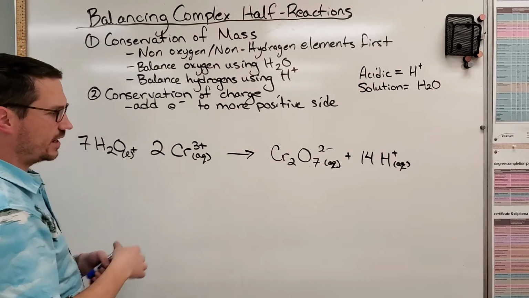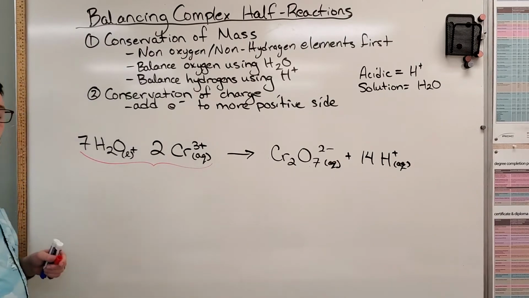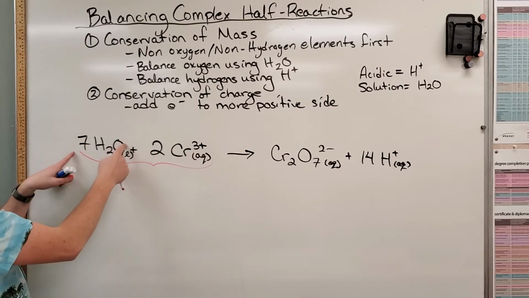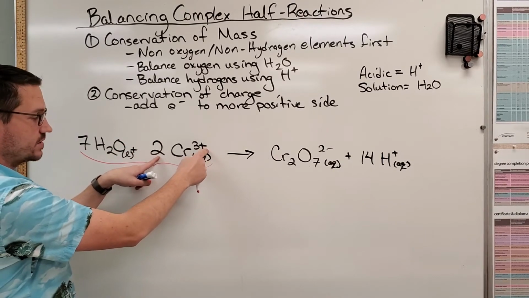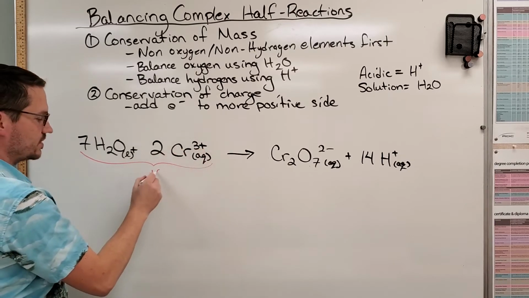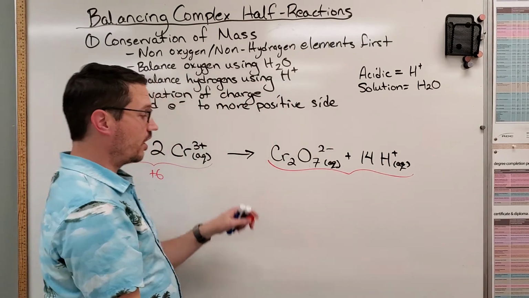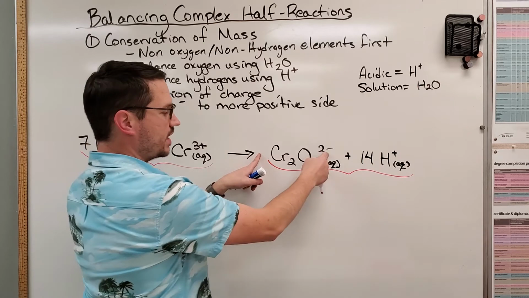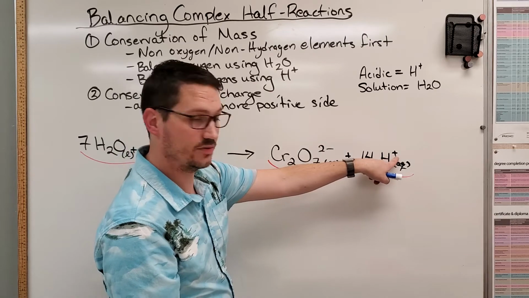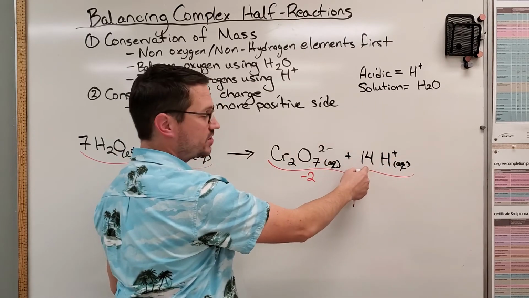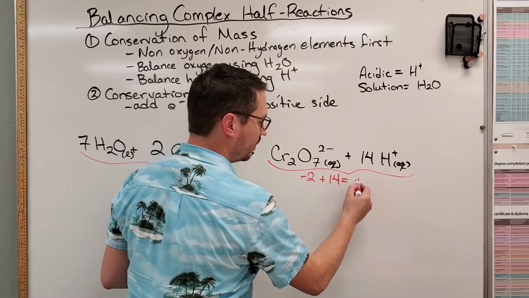Now I have to calculate all of the charges, and then I have to balance the charges. So let's take a look at this. My total charge on the left-hand side is 2 positive 3s. So 2 times positive 3 is positive 6. On the product side, I've got a coefficient of 1, and 1 times negative 2 is negative 2. And then I've got 14 positive charges, so 14 times positive 1, plus 14, equals positive 12.